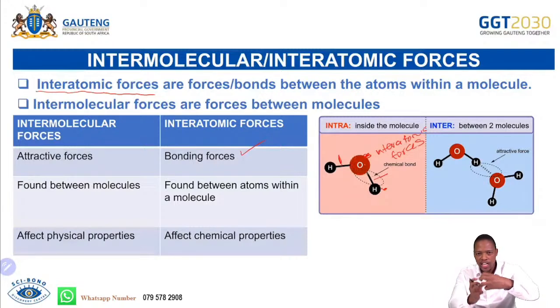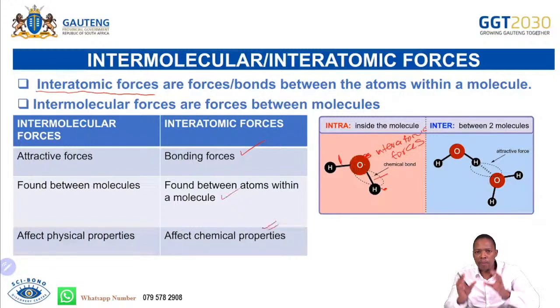You can call it interatomic force, or you can simply call it a chemical bond. Sometimes we refer to it as a chemical bond, sometimes as an interatomic force. So it's just a new word. It shouldn't be difficult. When we talk about interatomic forces, we're simply talking about chemical bonds. They are found between atoms within each molecule. It is important that we say these things only affect the chemical property of the molecule.